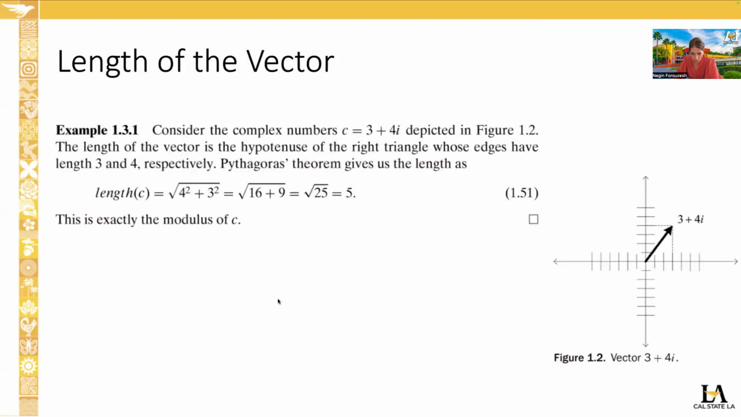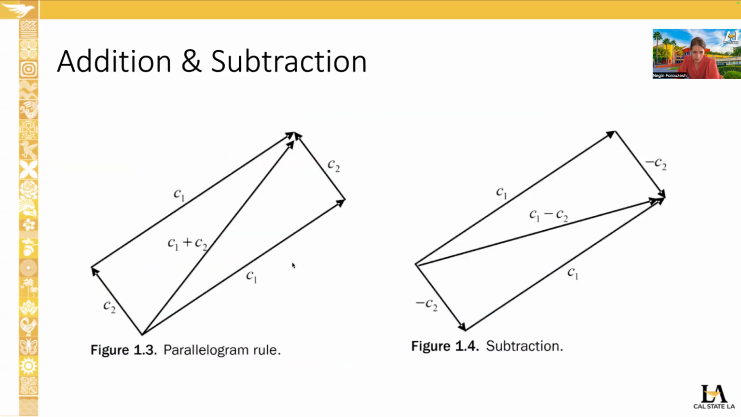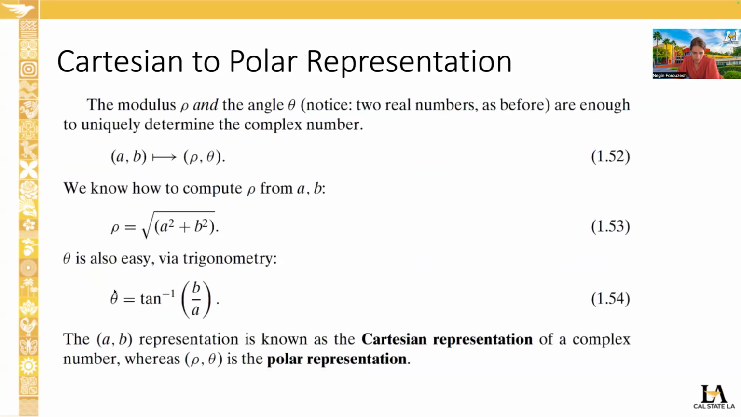And again, you have this, if you can call this A, and B. So this is your vector, right? And then you can try to find that theta, and rho is basically the length of your vector.